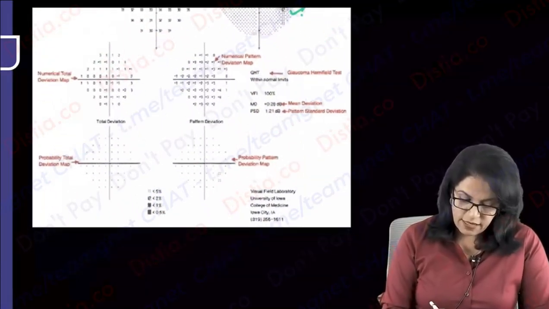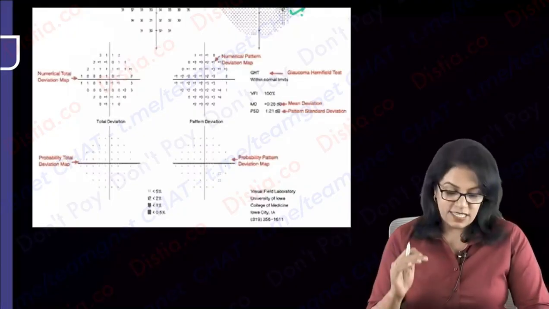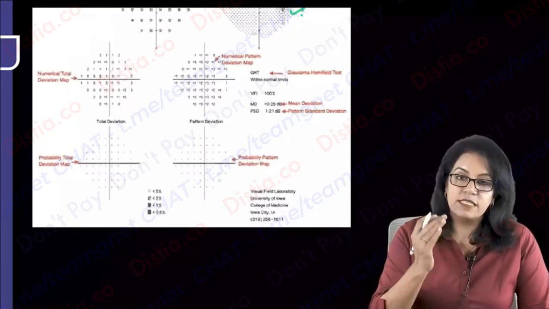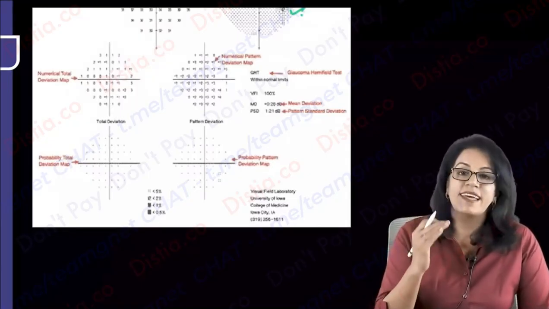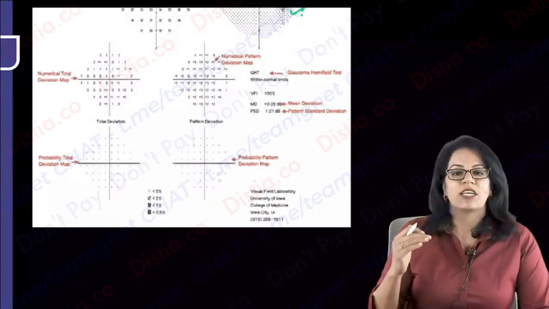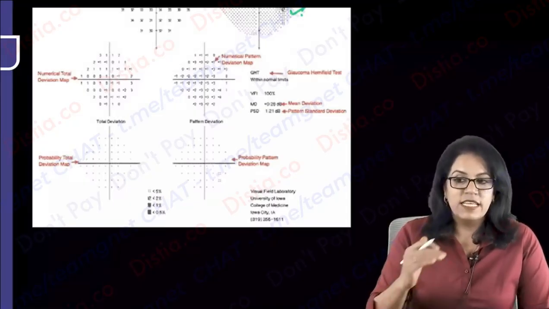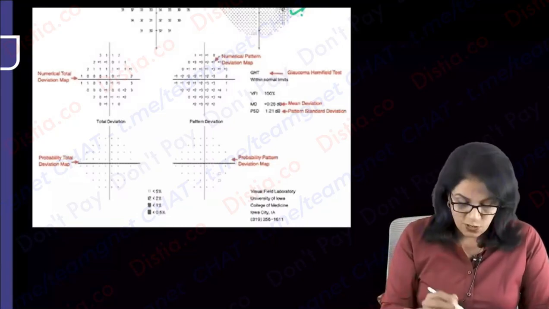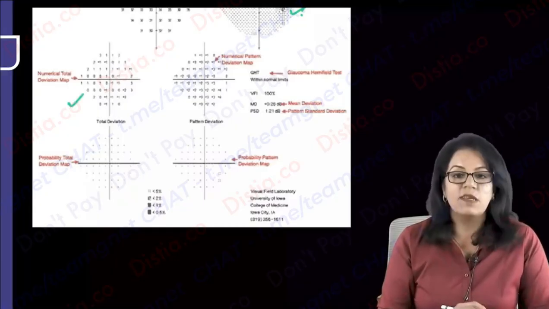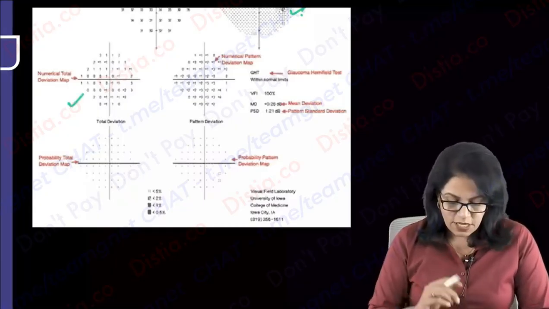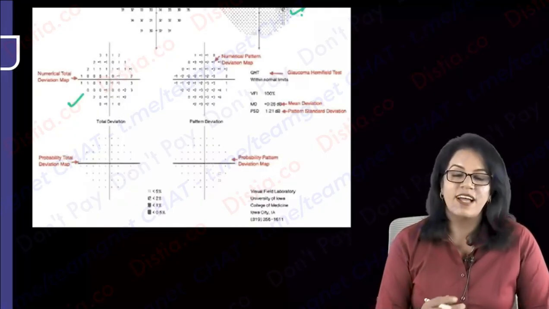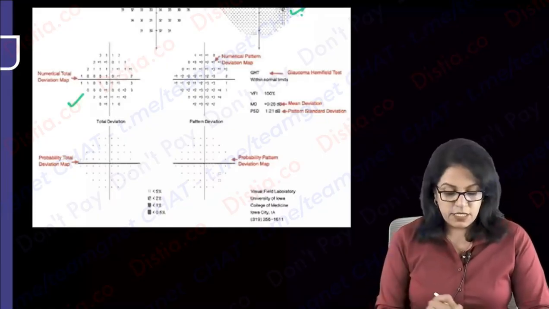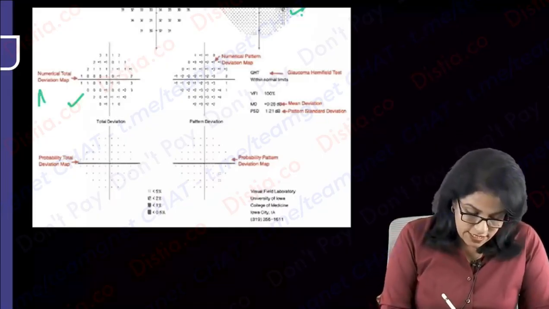Now what is the next thing? Next thing is the numerical total deviation map. Now this one is a comparison with age-related normal. So in this age, what should be the normal pattern and what is the patient's pattern? If anything is given in minus here, it means it is lower than the normal. 0 can be considered equal to the normal and plus can be better than the normal. Okay. Though you have taken care of the age here in this chart.